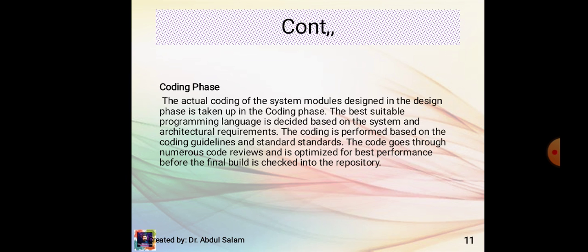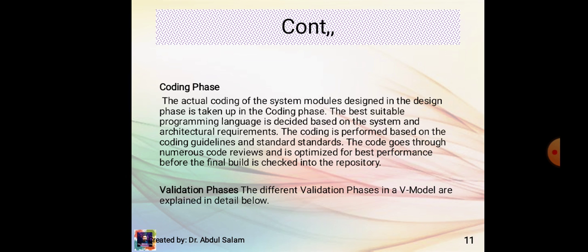Coding phase. The actual coding of the system modules designed in the design phase is taken up in the coding phase. The best suitable programming language is decided based on the system and architectural requirements. The coding is performed based on the coding guidelines and standards. The code goes through numerous code reviews and is optimized for best performance before the final build is checked into the repository.